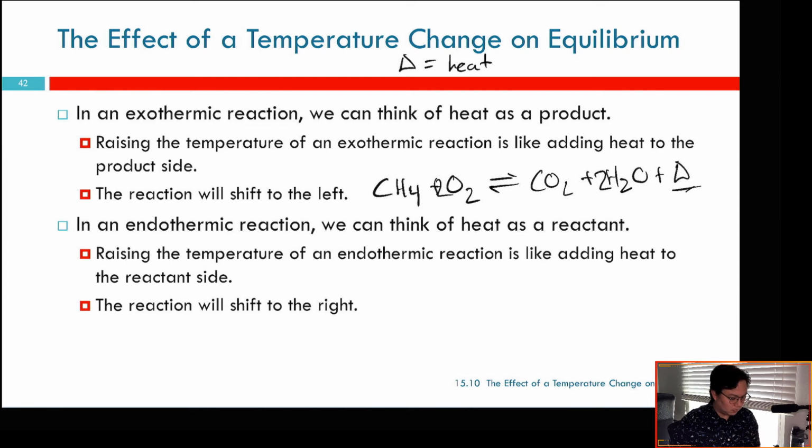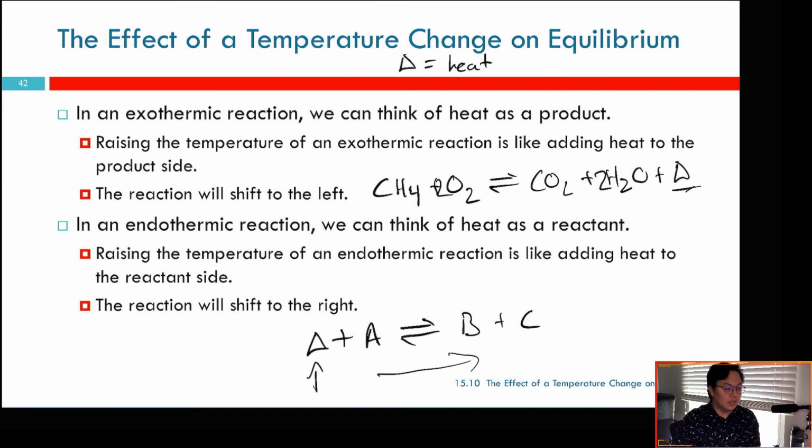I cannot think of an endothermic reaction specifically off the top of my head. But let's just use some generics. If we have heat plus A in our endothermic reaction, and this gives us B plus C, so you have this decomposition reaction that requires heat. And so if we increase the heat, we're increasing the reactants and thus forming more products and shifting to the right.